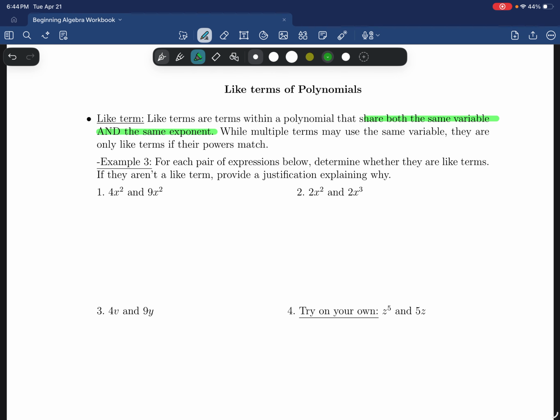So taking a look at example 3, let's go ahead and go through this together. So we have 4x squared and 9x squared. So the first thing you have to look at is, are the variables the same? And in this case, they are. We're dealing with an x and an x, so those are the same. And now to take a look at the powers. Both the powers are equal, so these are like terms.